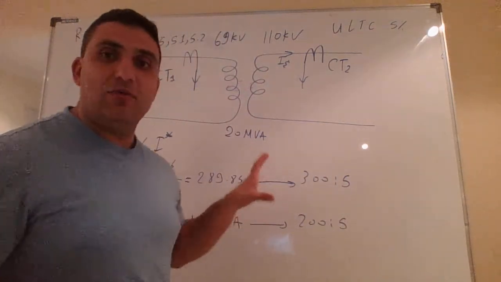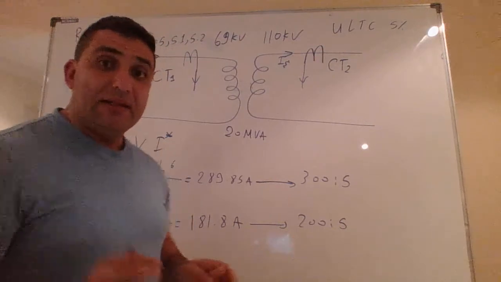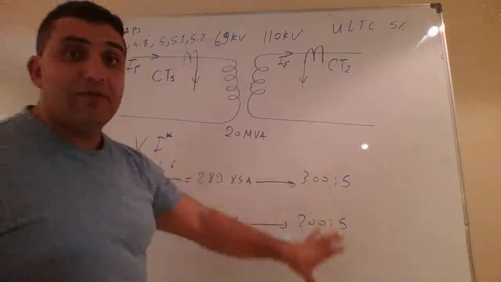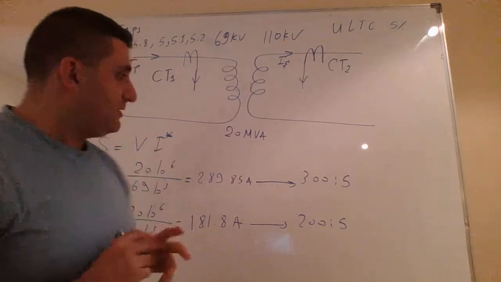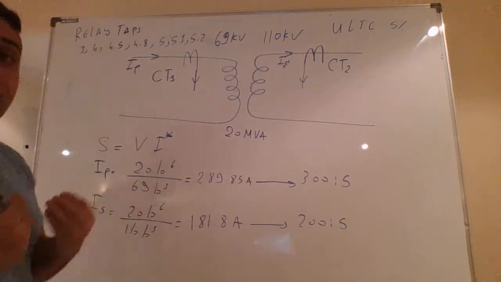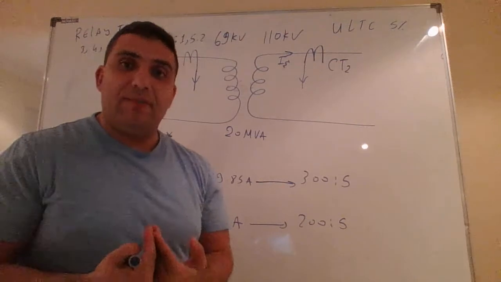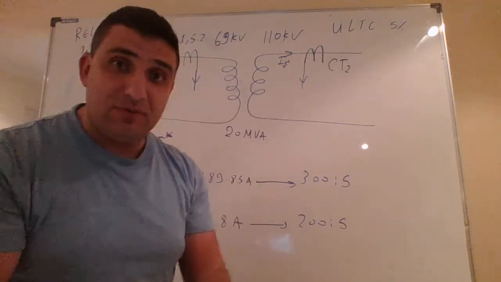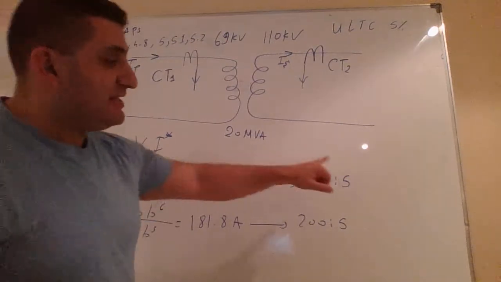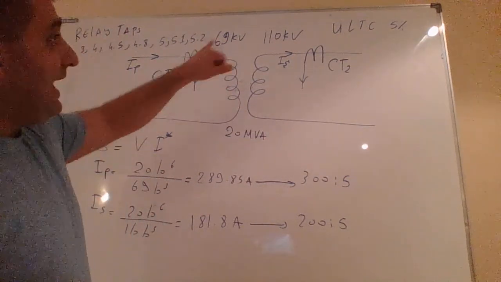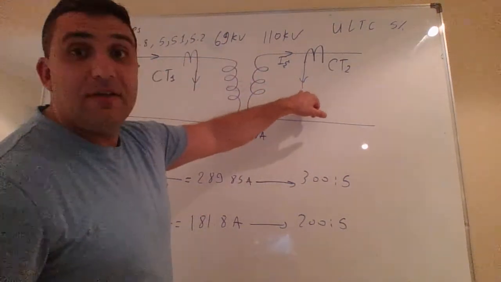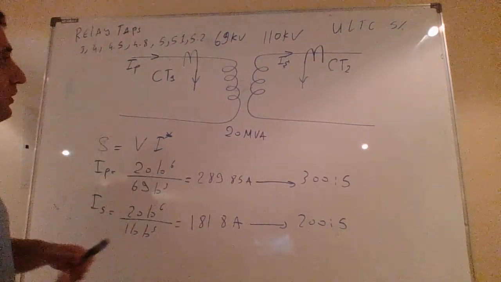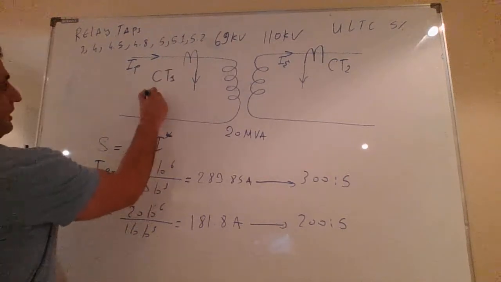Number one, I need to find the mismatch error. The mismatch error is related to the actual number of windings. Now, in order for me to determine the mismatch error, I need to find the actual secondary current of CT1 and the actual secondary current of CT2.